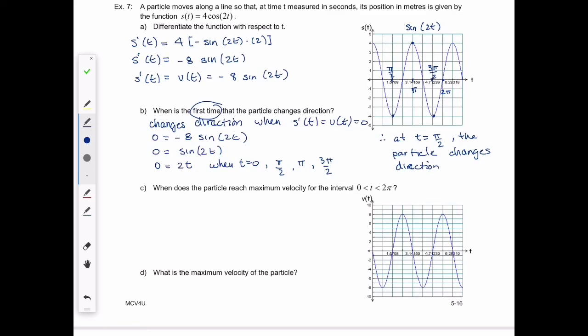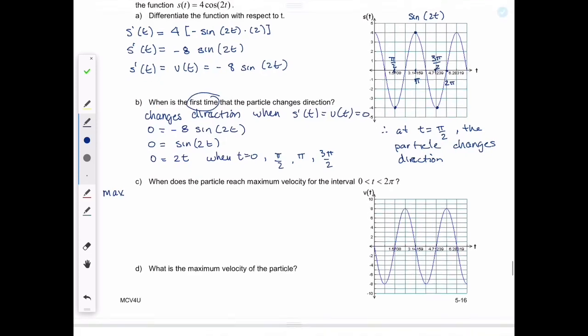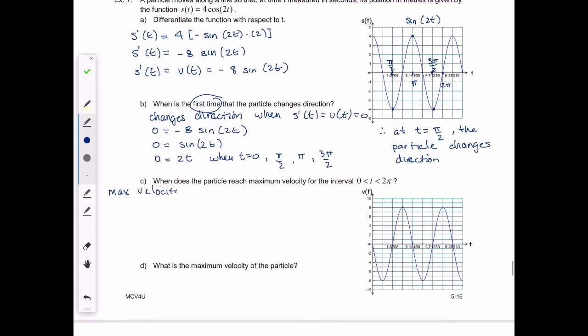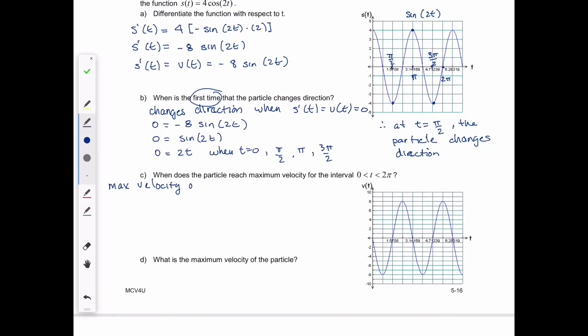All right, so part C says, when does the particle reach a max velocity for the interval of 0 to 2 pi? So we have to take its derivative again because we want the max velocity. I'm going to write over here because I'm going to draw a little sketch. So the max velocity is at a of t equal to 0, or v prime of t equal to 0.